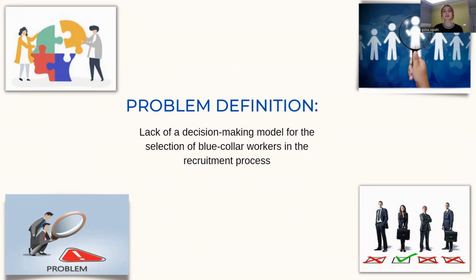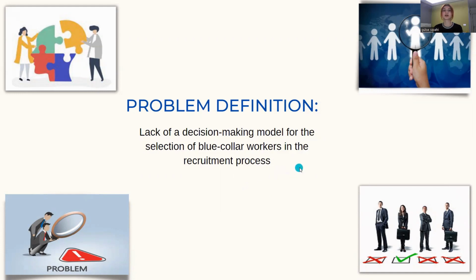The main problem is a lack of a decision-making model for the selection of blue-collar workers in the recruitment process. It's a huge problem for this company because Aspisen Energy wants to work with qualified and competent people in their fields. And the absence of a decision-making model leads to subjective evaluation, and it increases the probability of recruiting the wrong candidates. For this reason, we defined our problem in this way.